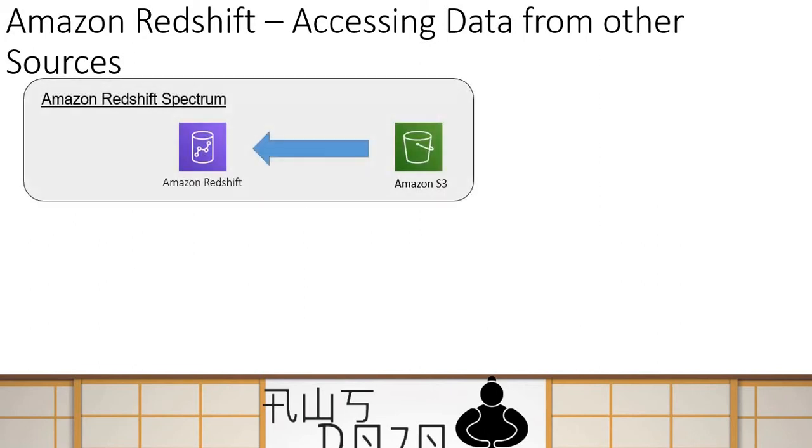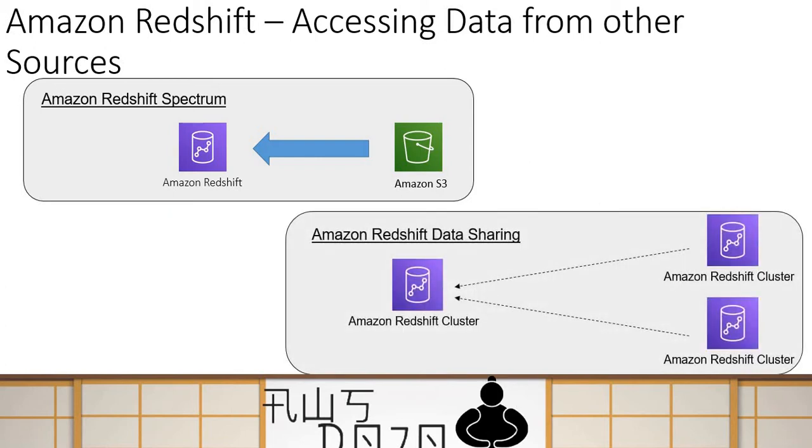For instance, Amazon Redshift Spectrum can be used to query data from S3 buckets inside Amazon Redshift, or you can also use the Amazon Redshift data sharing mechanism to query data from other Redshift clusters into one Redshift cluster.